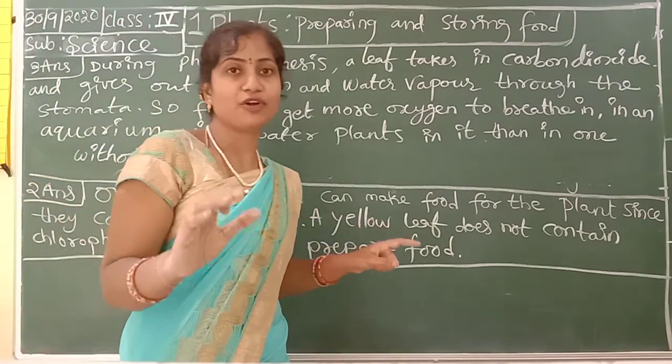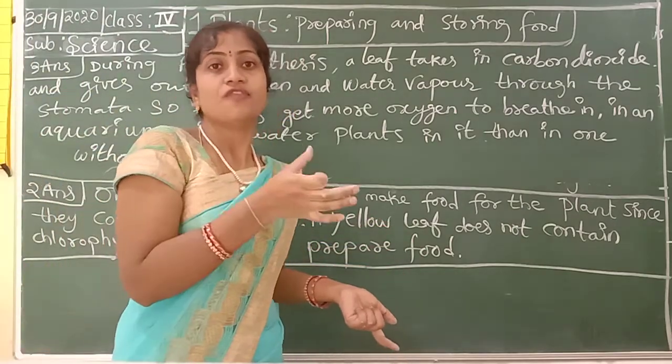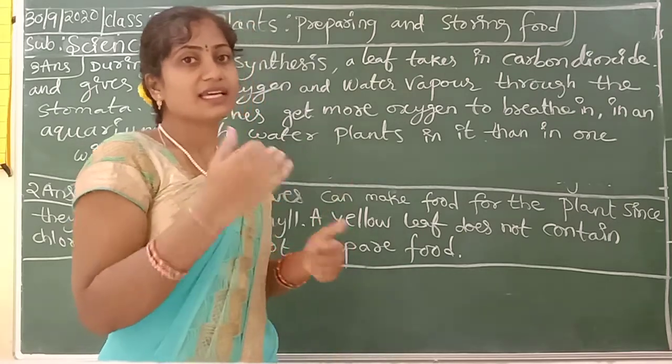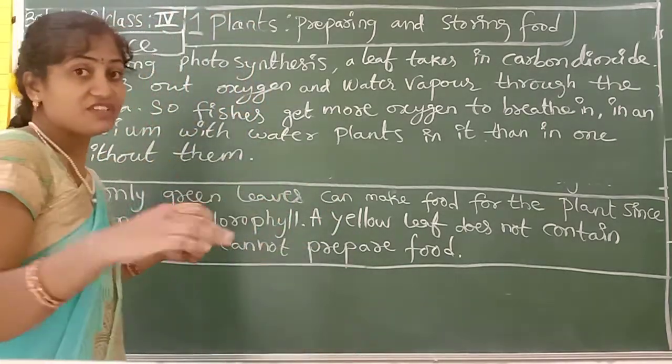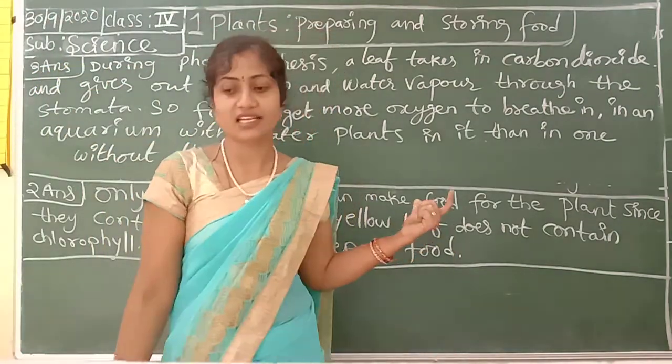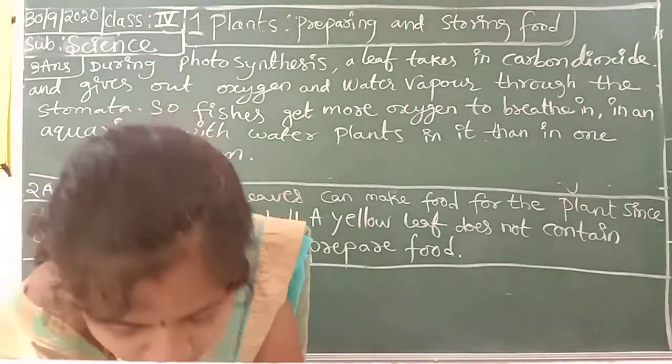Water plants give more oxygen to fishes. Fishes take more oxygen and give out carbon dioxide. They can understand. That's why the fish is growing healthy in the aquarium also. Understand children? Okay, completed now.